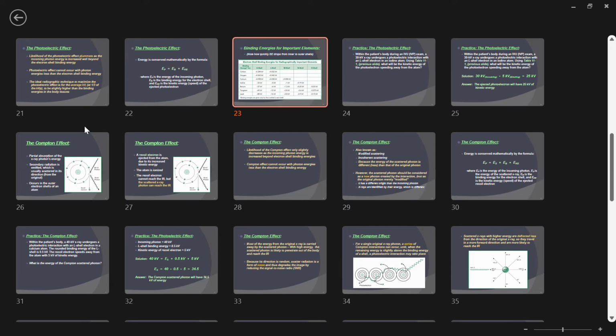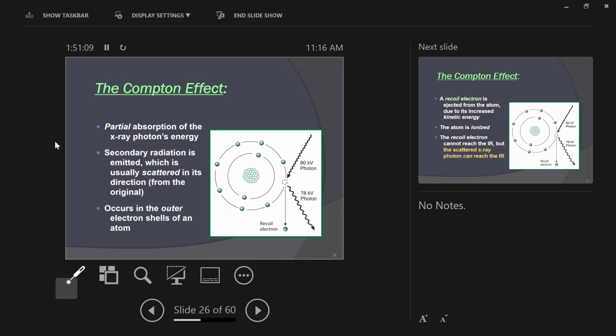Okay, so the next effect is similar, but the main difference is it's more likely to happen in an outer shell than an inner shell, and you get a leftover secondary photon from it. Because in photoelectric interactions, there's no leftover photon, nothing to expose the image. Compton interactions, the person's name was Compton, give you a leftover photon. Now, I think these are easier to understand. So it's partial absorption of the X-ray photon's energy.